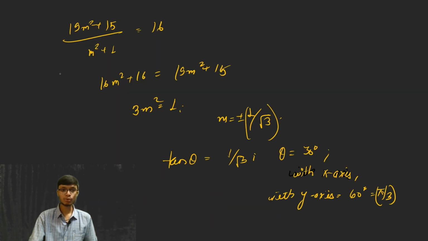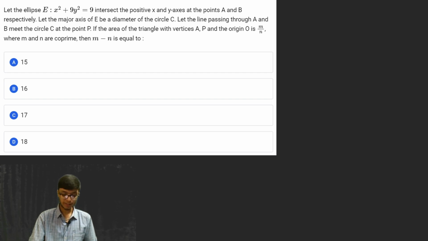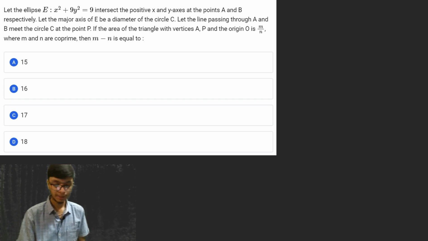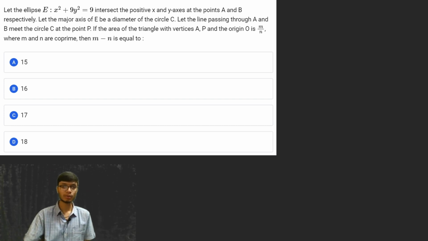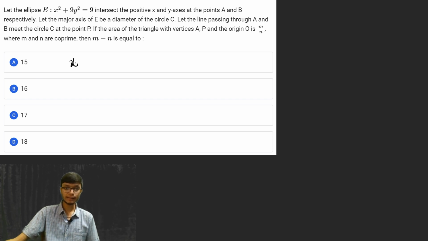All right, so with this let us move to the next problem, and the next problem is again a very important problem, because people definitely go on seeing the problem and leave it thinking that there is a big problem. But you don't need to leave this particular problem. It is saying that there is an ellipse, x square by 9 plus y square by 1 is equal to 1.